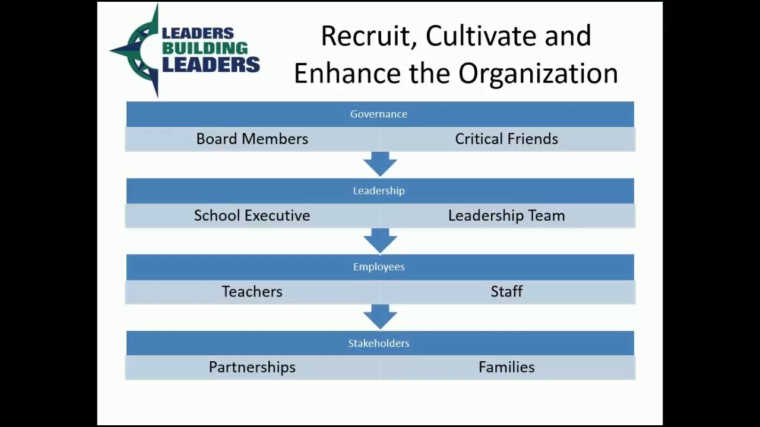Now, this doesn't mean that you recruit a teacher who comes and gets hired. It's you recruit a potential teacher, you provide the information to the school leader, and you go through the proper channels. Recruit, cultivate, and enhance the organization. Be constantly doing this, because you want to be the best. To be the best organization, you need the best people. You should always be in a state of recruitment.